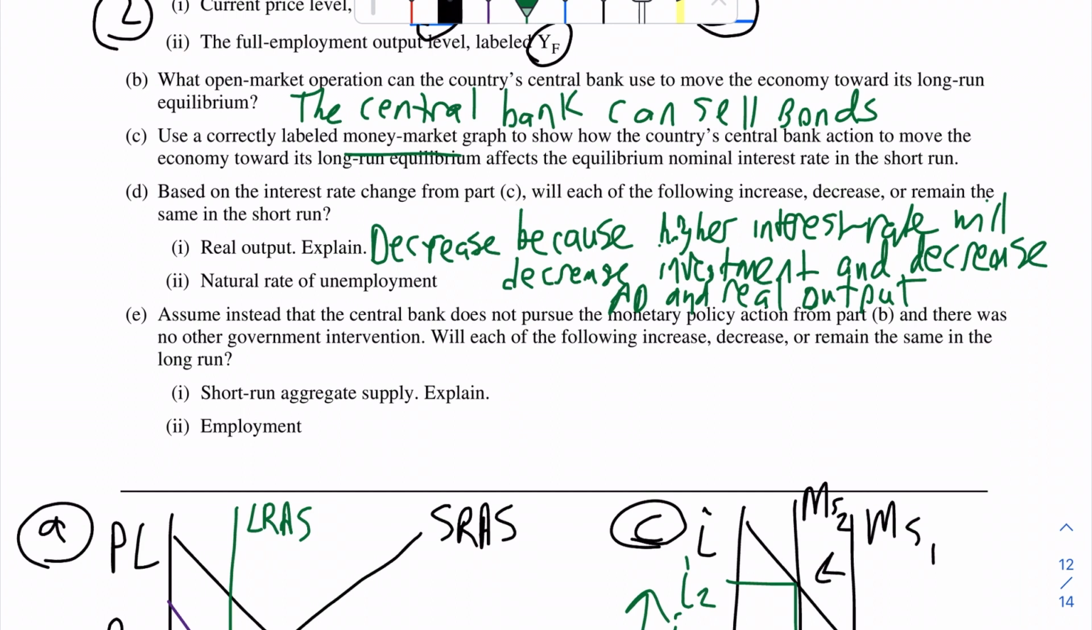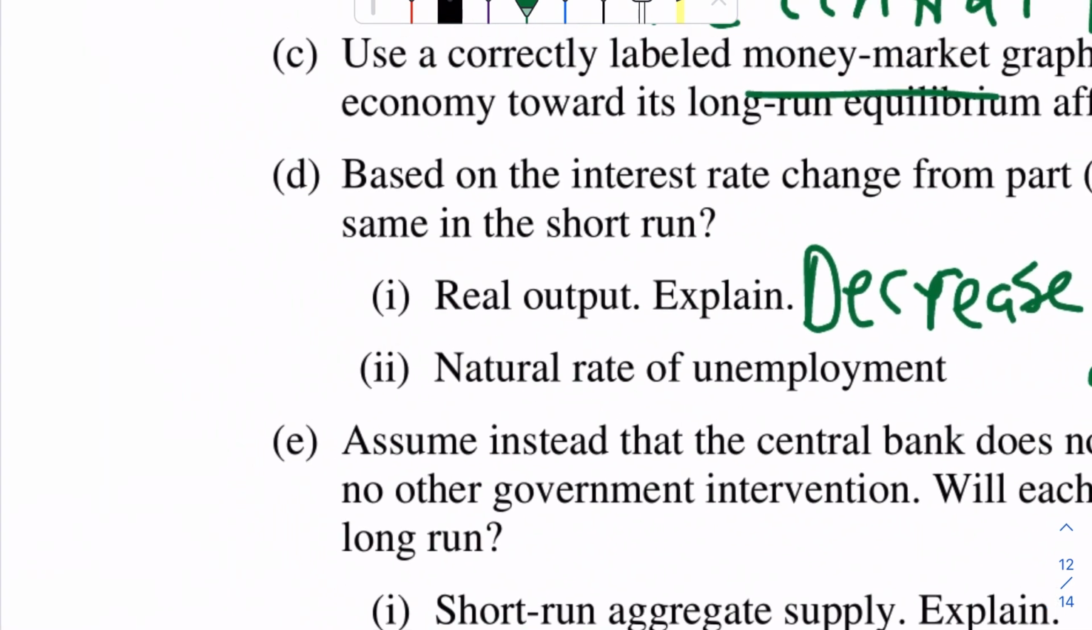What about the natural rate of unemployment? Did we change anything about your potential? Did we change your long run aggregate supply curve? No. Since we did not change your long run aggregate supply curve, your natural rate will stay unchanged. So all you have to do for the natural rate one is write remains unchanged.